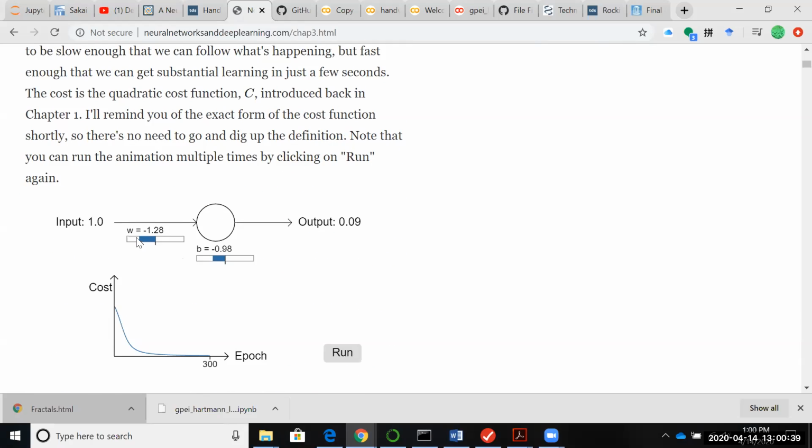Basically you have a weight and you have a bias, and then you can run this. This is to say how many times it's run, how many epochs, and try to do it. The input is 1.0, the output is 0.09, and it's pretty good. The cost function is going down very fast, right?